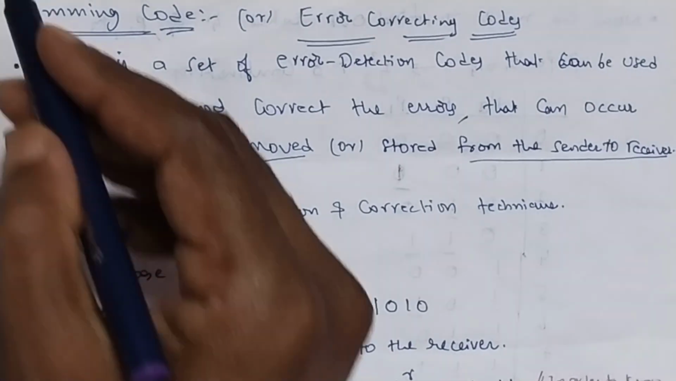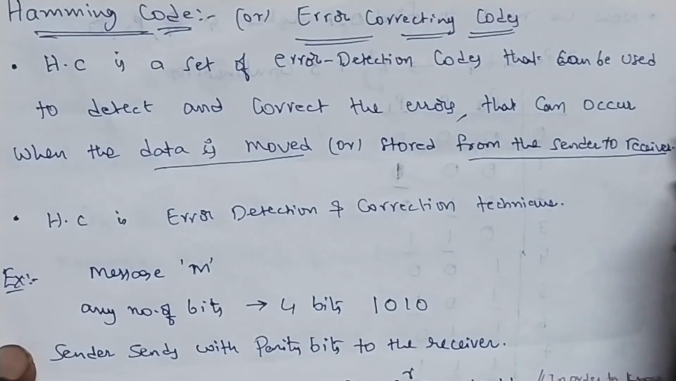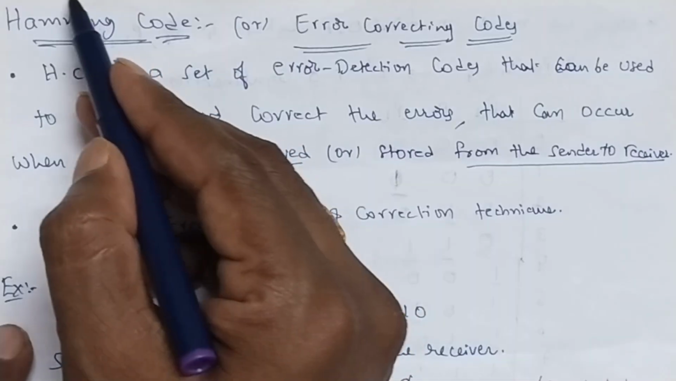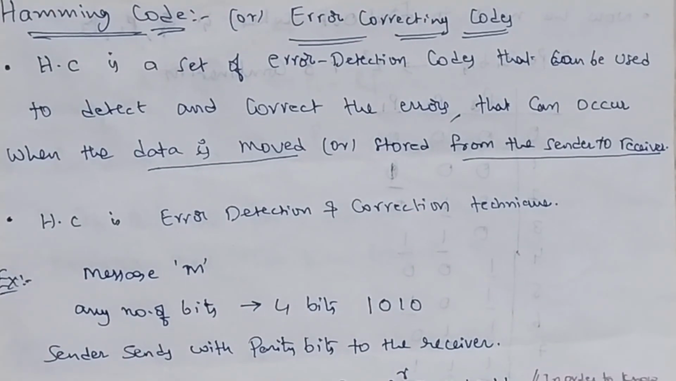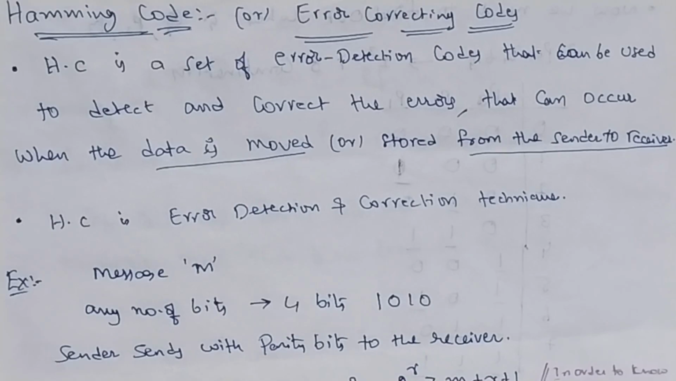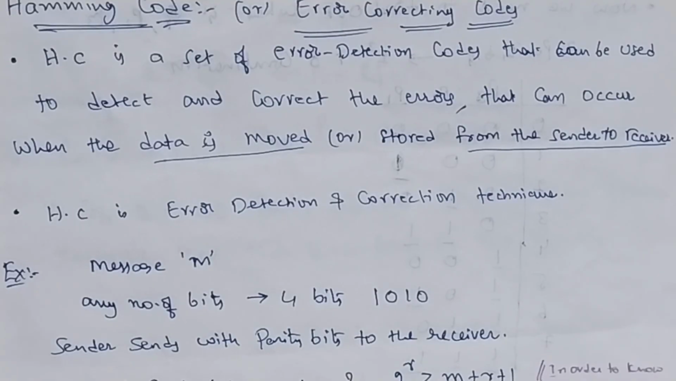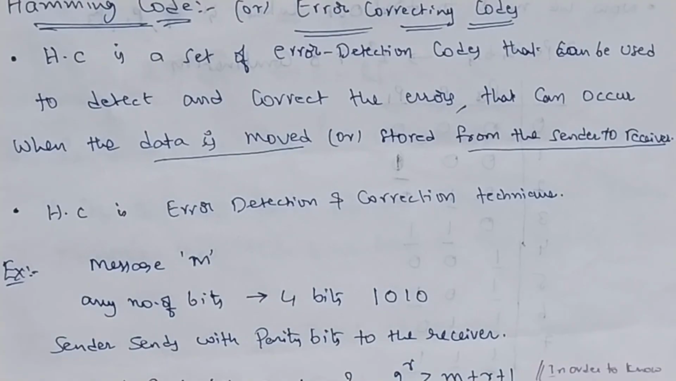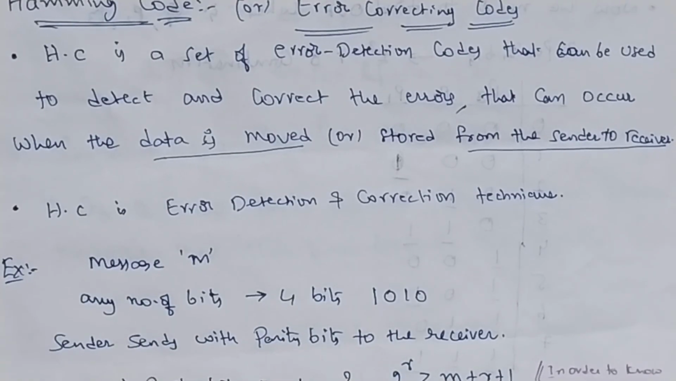In today's class, we will study Hamming code in the subject of computer networks. What is Hamming code? Hamming code is one of the error detection codes that can be used to detect errors as well as correct those errors. Hamming code is the only technique that performs error detection as well as error correction, for errors that can occur when data is moved or stored from the sender to the receiver.